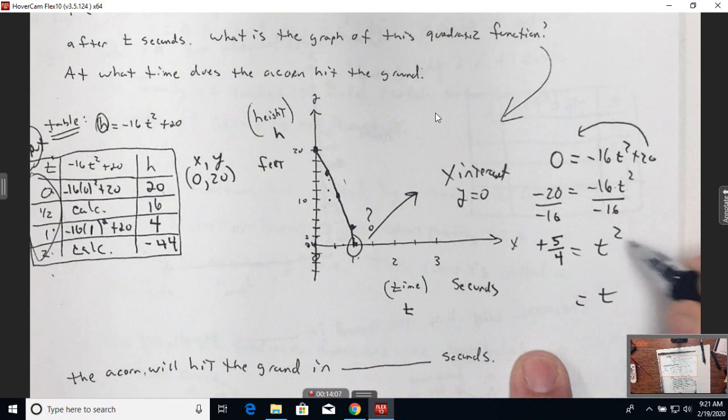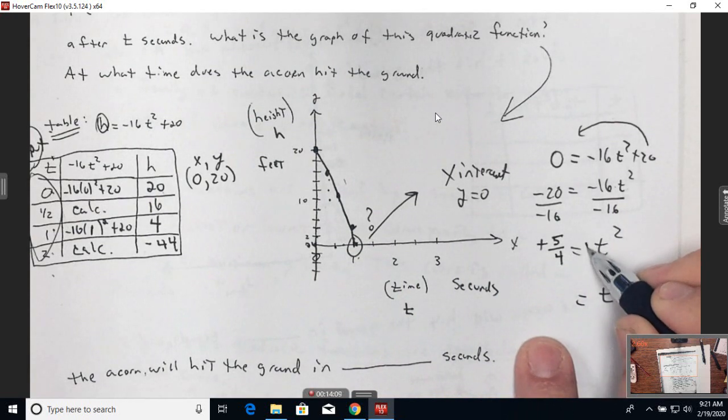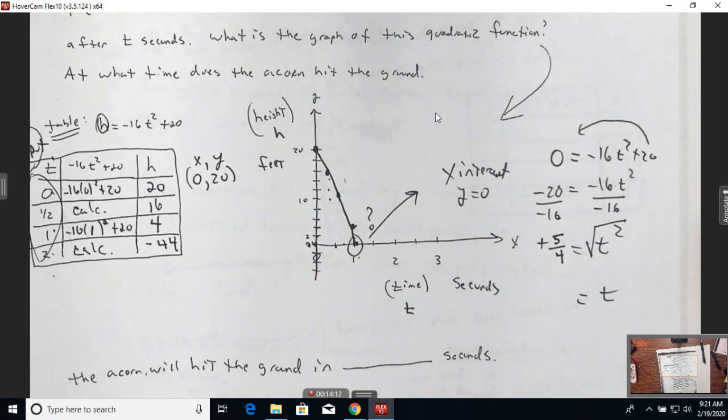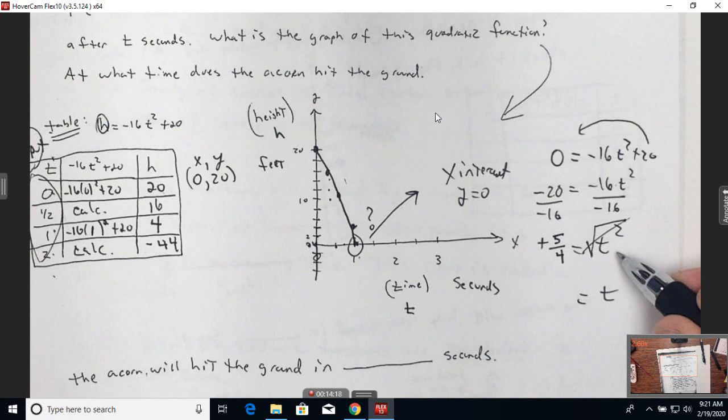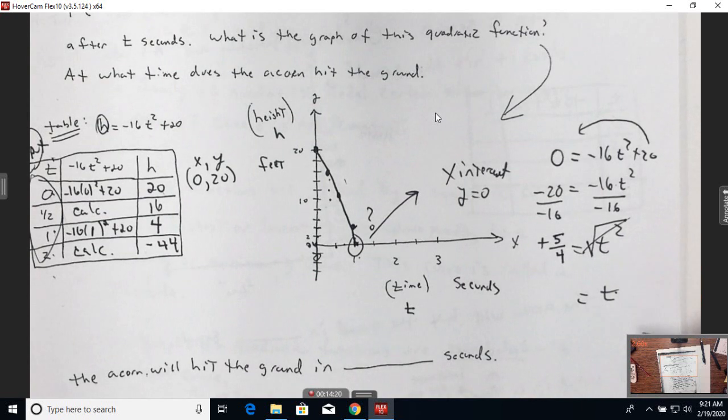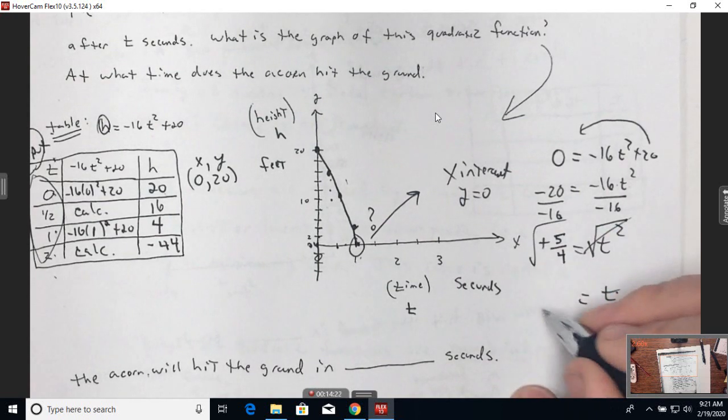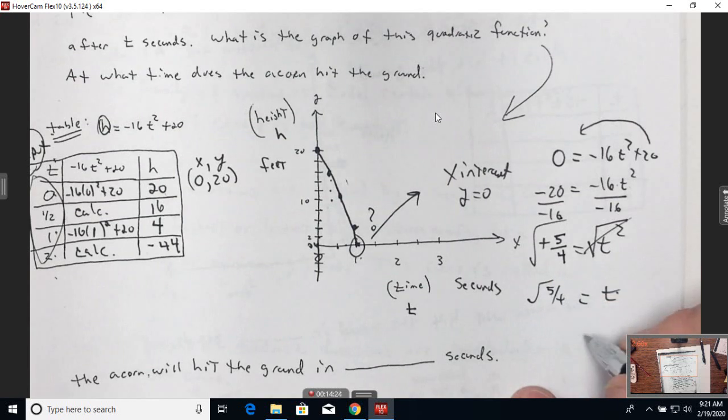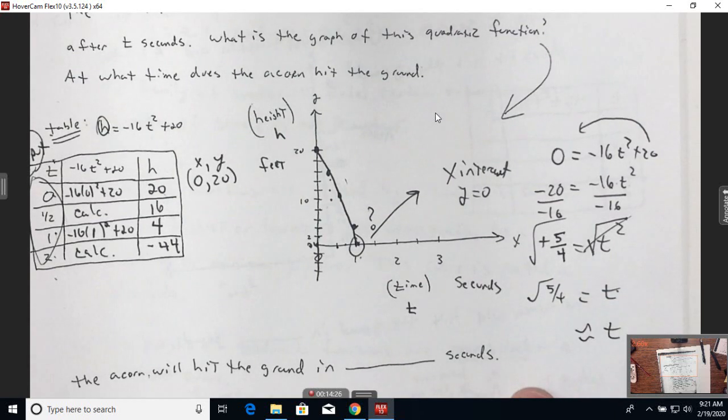So how do I undo a squared? From chapter 5, I use a square root. So you've got to remember all of chapter 5 as well. So the square root undoes the square, because what two numbers can you multiply together to give you t squared? It's t. And then take the square root of this. So my answer is the square root of 5/4. And what is that about equal to?